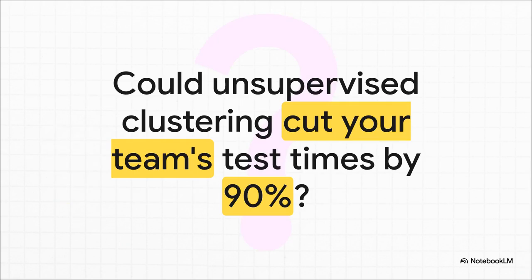And that leaves us with one final question to take back to your team. We've seen the theory, we've seen the blueprint, and we have seen the proof. We know a 90% reduction is possible. So could K-means clustering be the thing that finally turns your 10-hour CI bottleneck into a 1-hour check? The evidence says it is absolutely worth finding out.